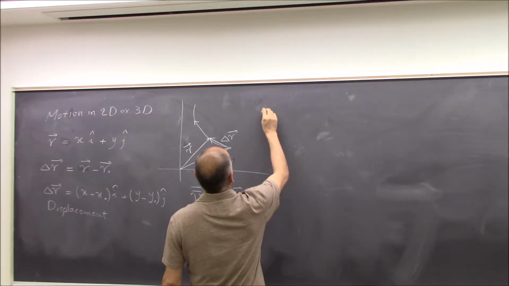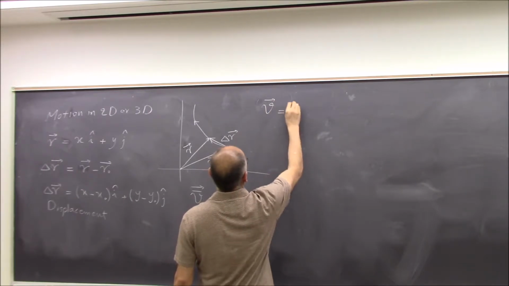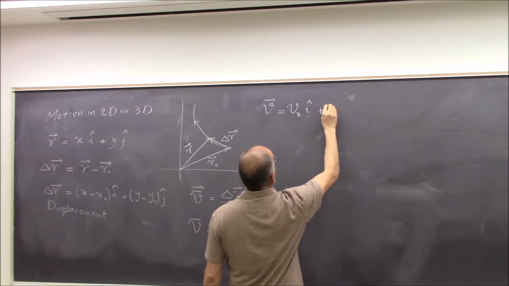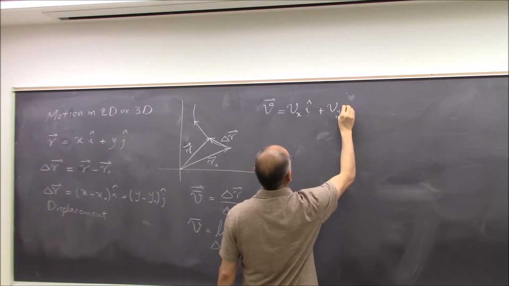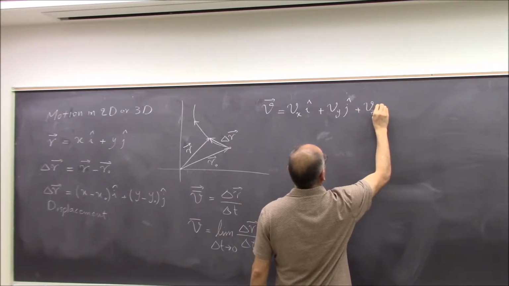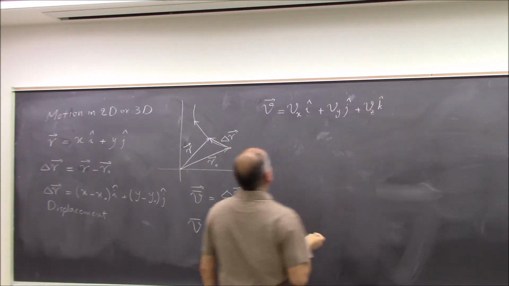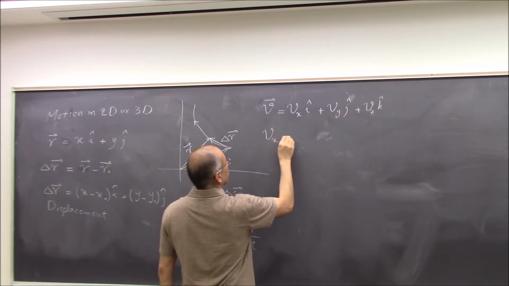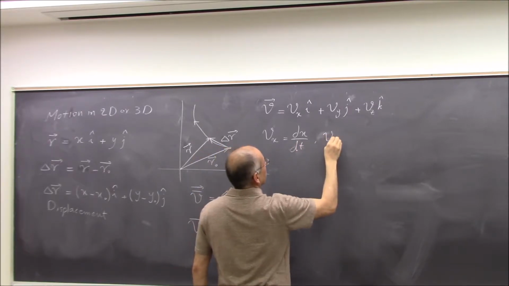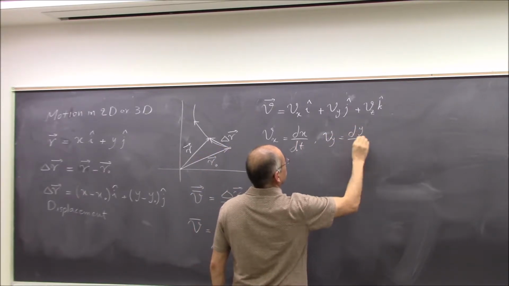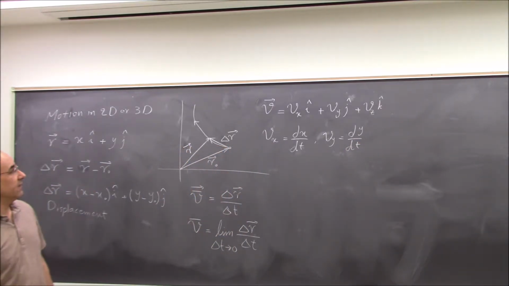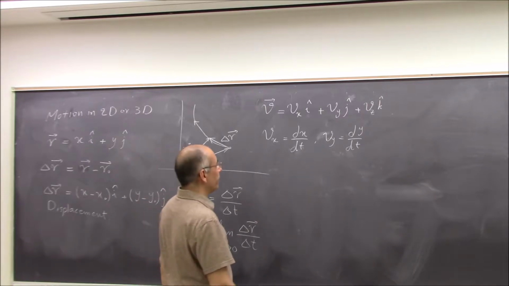And the velocity vector then has components. If we call the x component vx, the y component vy, and the z component vz k hat, then vx is simply dx over dt, and vy is dy over dt, and vz is dz over dt. This is simply as we had before.